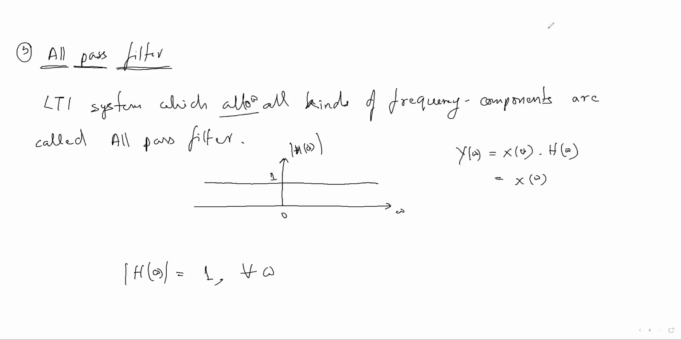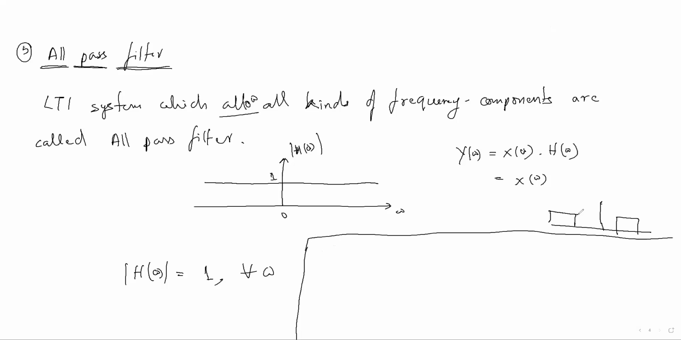Another two important terms you should know, so I'm writing them here. Suppose this is a band pass filter. Only in some range of frequencies does the amplitude exist, say omega 1 to omega 2 and minus omega 2 to minus omega 1. This is the graph for the band pass filter.